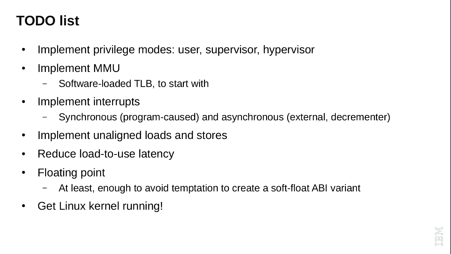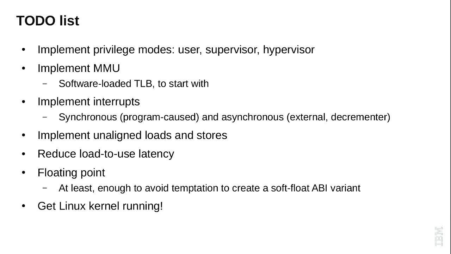We need unaligned loads and stores. We don't do them really. Well, we kind of do them if they fit within an 8-byte chunk of memory. But if they cross between two 8-byte chunks of memory, we don't trap, we just give you the wrong answer. It'd be nice to reduce the load to use latency. We need some kind of floating point, particularly if we want to run a stock Linux kernel. We don't necessarily have to have a complete floating point unit, but we kind of do need the registers.